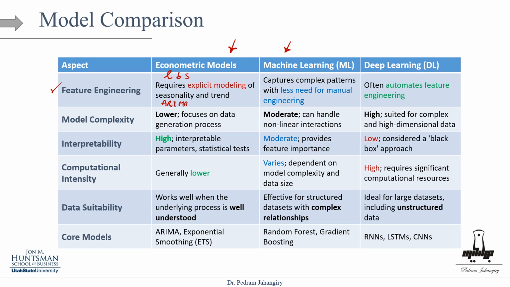However, for machine learning, the story is a bit different, right? We're supposed to capture the complex patterns with less need for manual engineering. I'm not saying that we're not going to do some data pre-processing. We are. We're still going to include some lag terms. We're going to transform our simple time series to a supervised machine learning task. But we are not going to specifically or manually model the trend or seasonality. So that trend or seasonality is going to be captured by the complexity of the model, right?